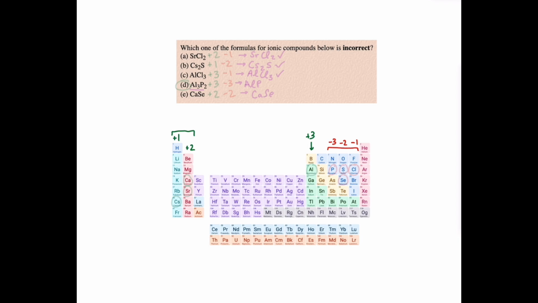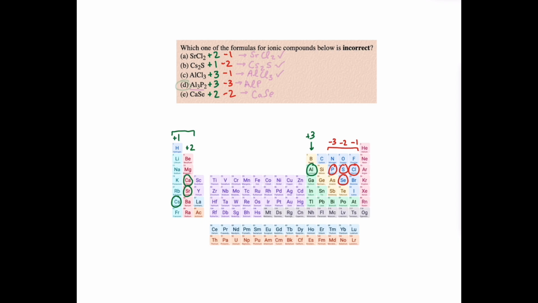So for the cations, we see that strontium is +2, cesium is +1, aluminum is over here with +3, and then that repeats. And then we have calcium, which is a +2. So now if we go through our anions, we have chlorine, which is -1. We have sulfur, which is -2. Chlorine again, which is -1. Phosphorus, which is -3. And selenium, which is -2. So let's go through and see how these match up.